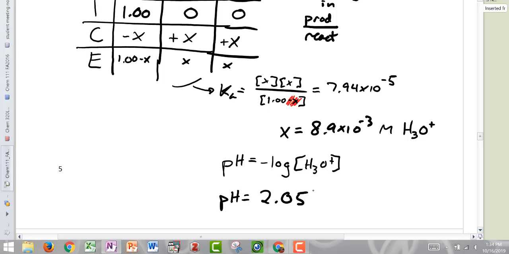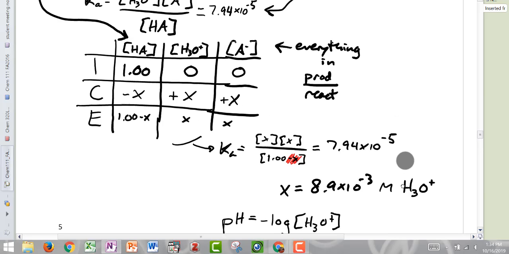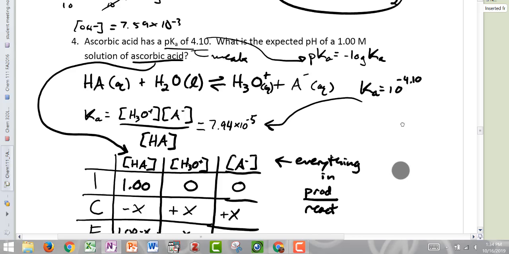Two sig figs, I believe. Two sig figs or three sig figs? Two, because I had 2 in my pKa.